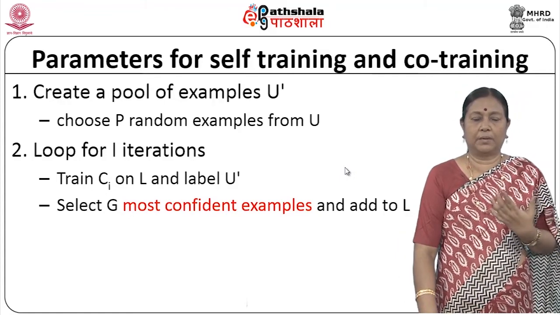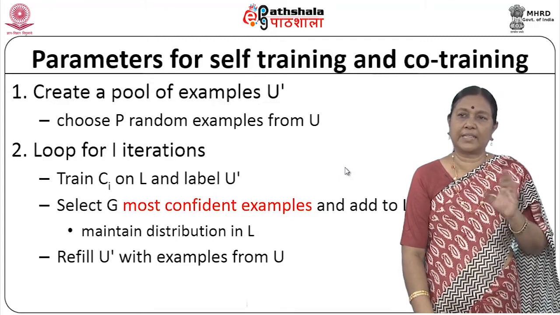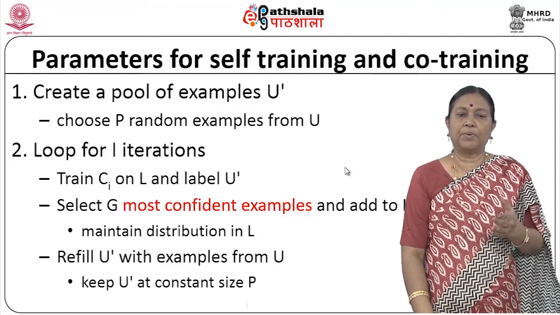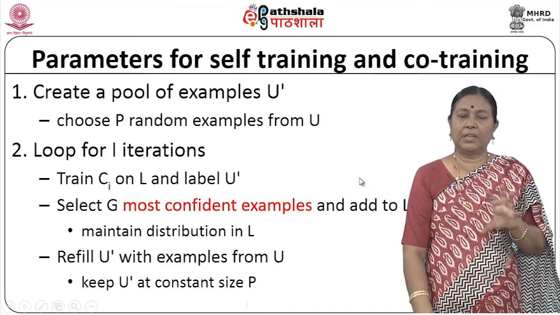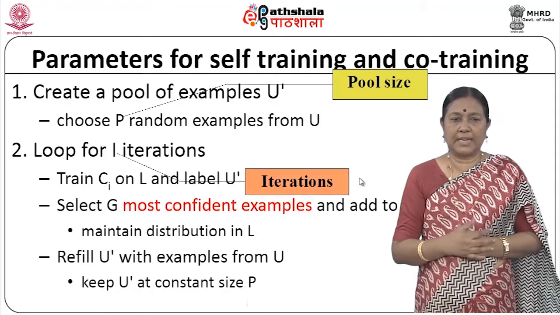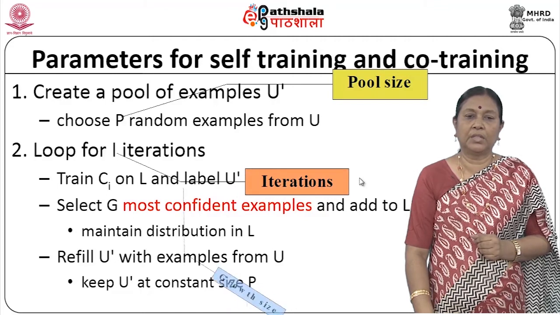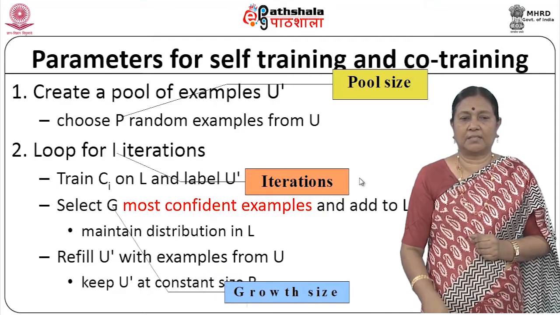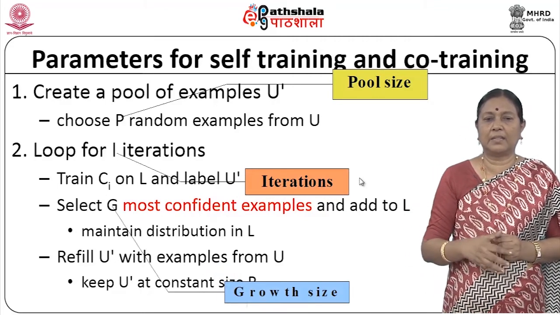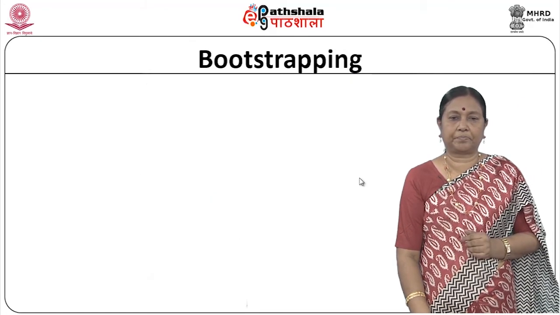L is the number of patterns that we are using, and maintain a distribution in error. Refill U' with examples from U and keep U' at constant size P. So, do not increase P, the number of patterns. So, this is the pool size, this is the number of iterations, pool size is the number of seed patterns you are going to use, and this is the growth size: train on select G, that is how many samples you want to consider, that is called the growth size.